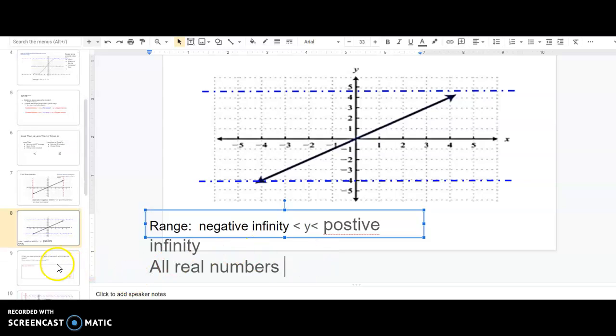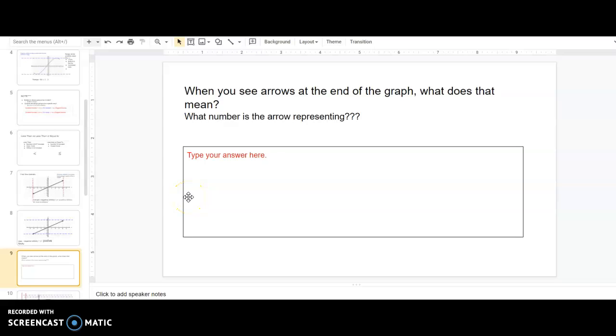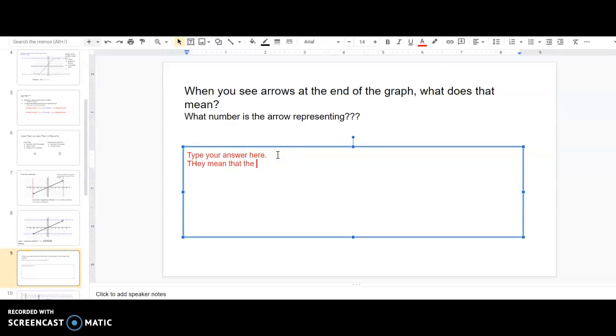All right. So here's a little slide that gets you thinking. When you see the arrows at the end of the graph, what does that mean? What do the arrows represent? They mean that the function goes on forever, or goes on forever to negative or positive infinity.